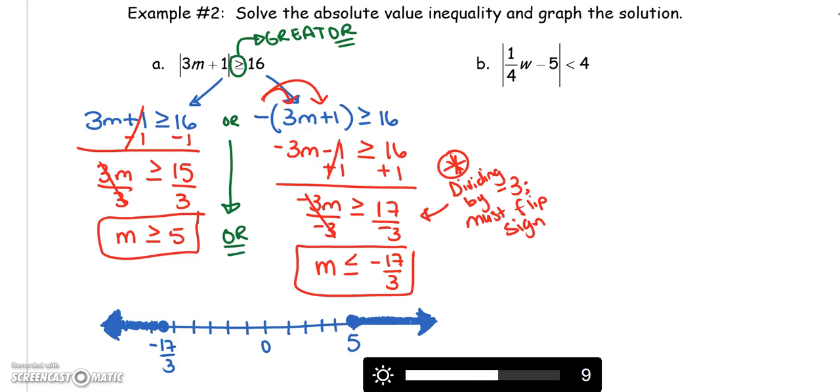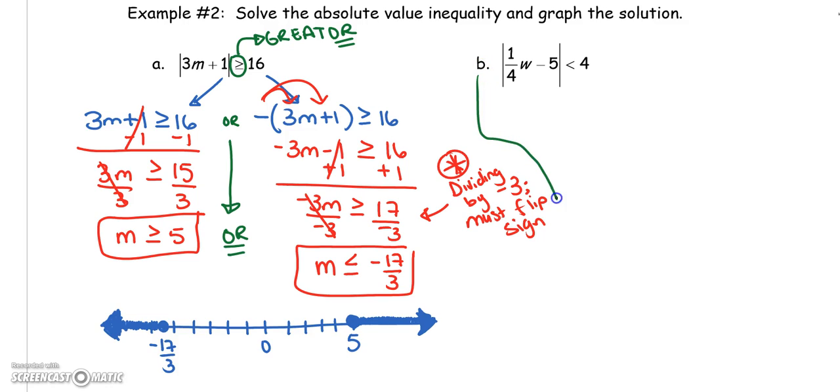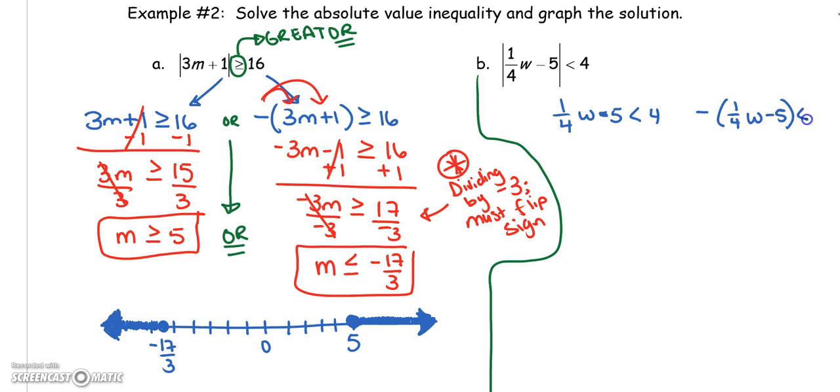All right, let's go into the next problem. Just gonna draw a line there. All right, so once again, since we don't know if 1/4 w minus 5 is going in the positive or negative direction, we have to consider both. So I'm going to go ahead and write 1/4 w minus 5 is less than 4. But I'm also going to consider negative 1/4 w minus 5 is less than 4. Okay, so that's my way of making sure my two equations are represented. Here's one, here's the second equation.